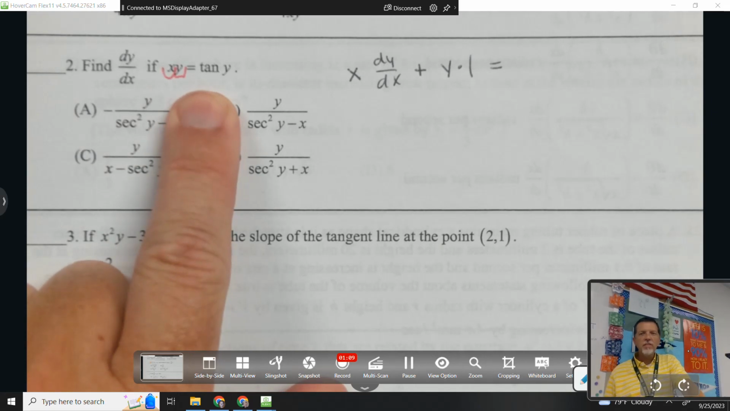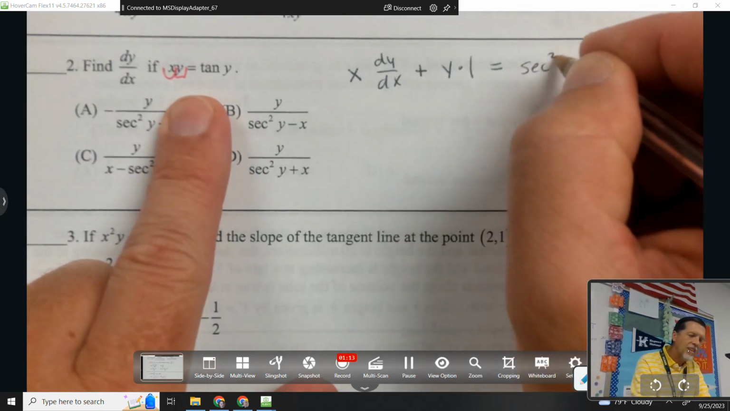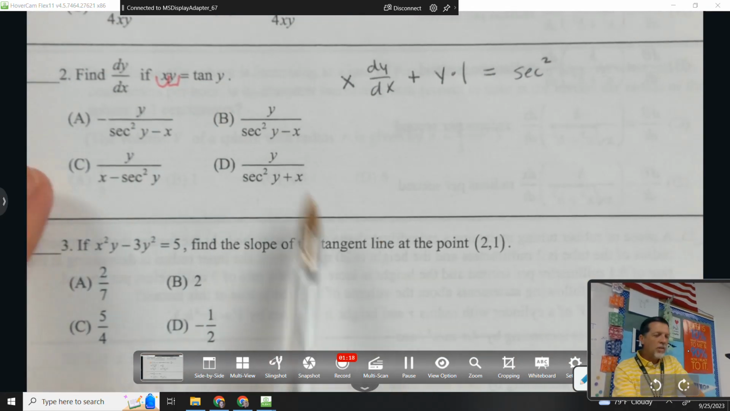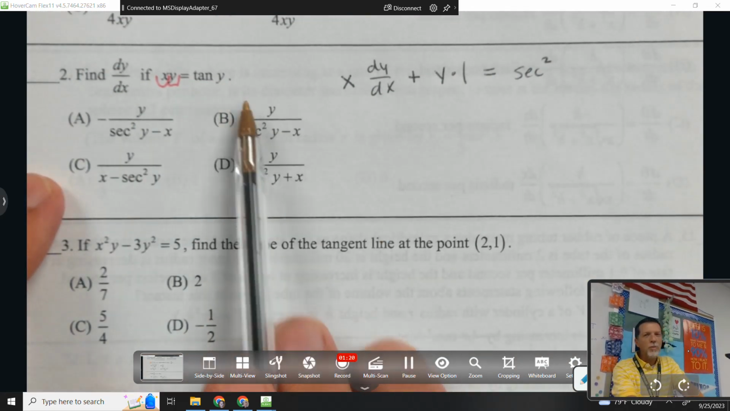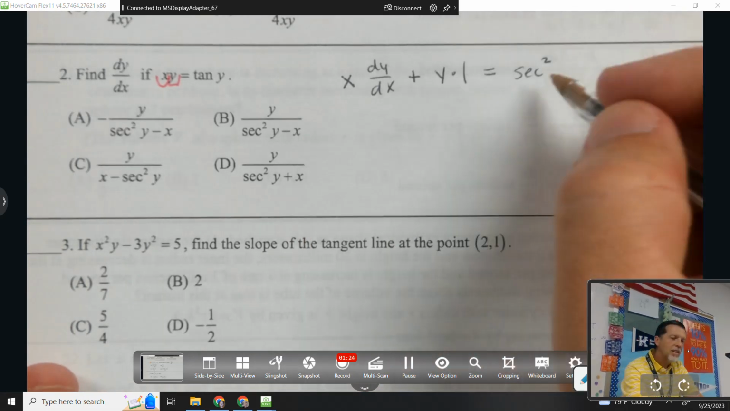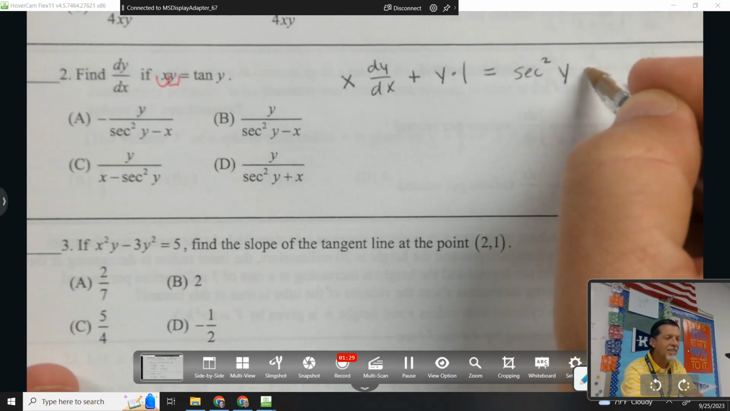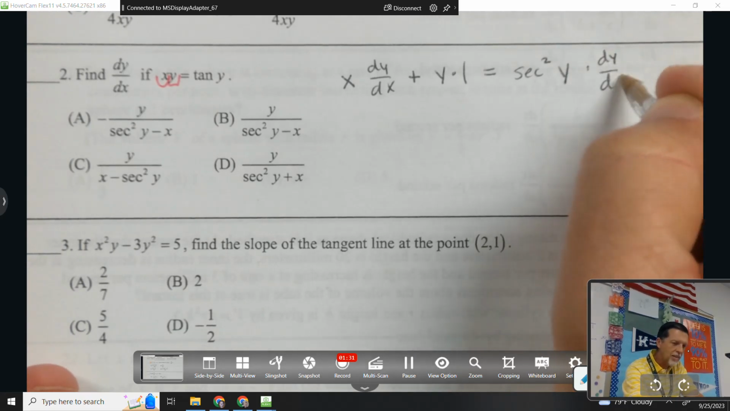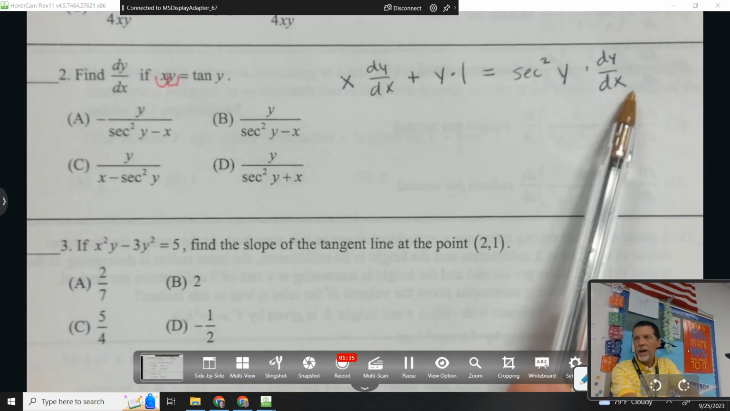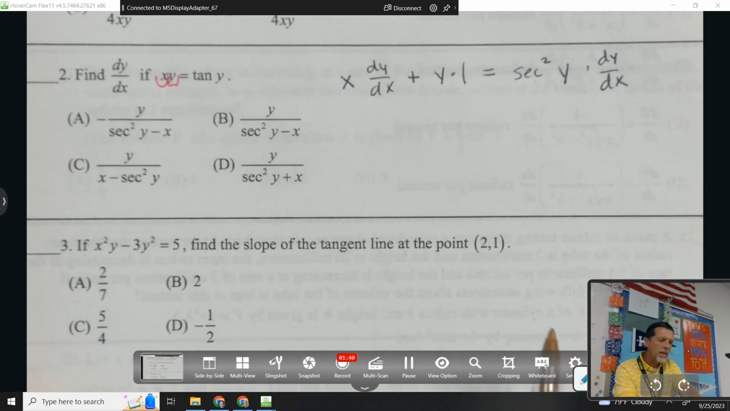what's the derivative of tangent? Okay, secant squared. Yeah, you answered my question. Let me ask a better question. What's the derivative of tangent of y with respect to y? Secant squared of y times dy dx. Right? Keep the argument the same when you take the derivative, but then multiply by its derivative. Chain rule, right? Outside in, one layer at a time.